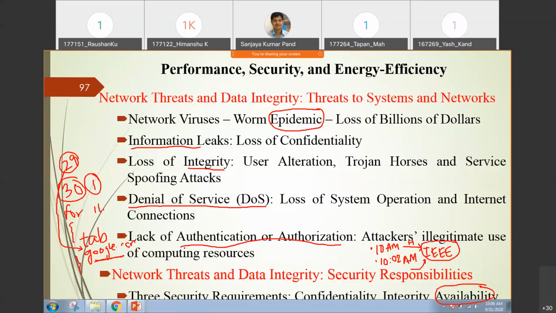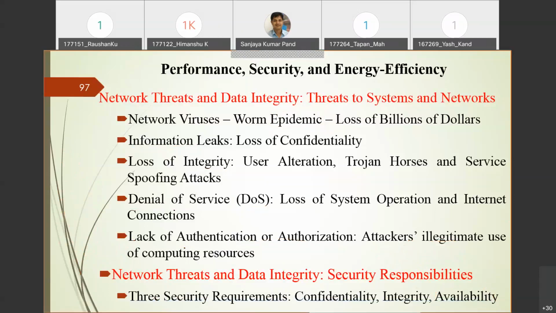Suppose one piece of work requires 2 minutes. After applying security policies, it is taking 2 minutes 30 seconds or 2 minutes 10 seconds. Then it is okay. But after applying the security policy, if it is taking 5 minutes, then that is not fair. That you have to ensure.